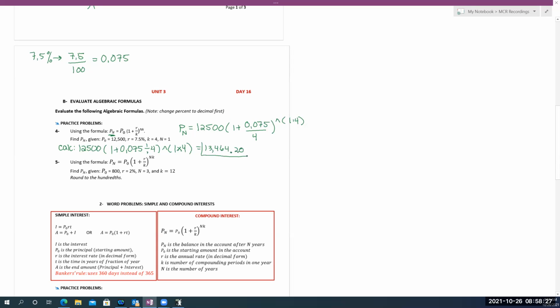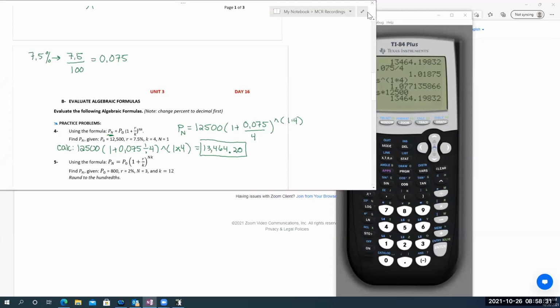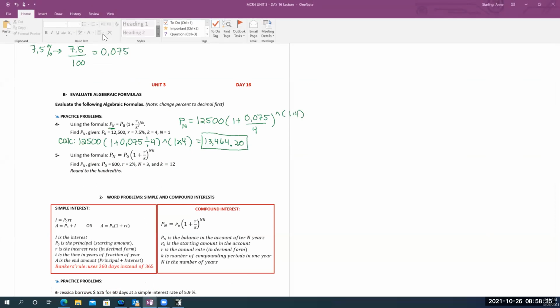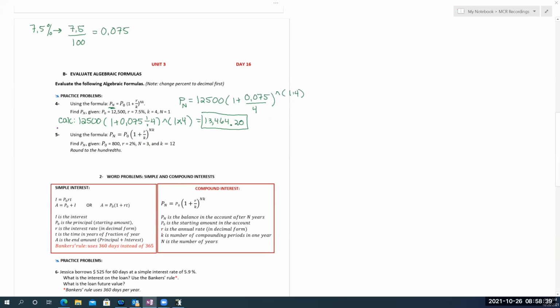All right, and the finance unit, it's money. So when in doubt, I'm going to go to 2 decimals. And then for question 5, same idea. We're going to solve for P of N equals 800, 1 plus R.